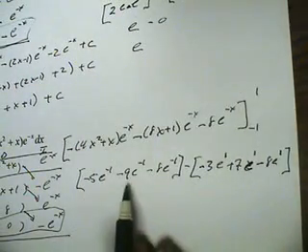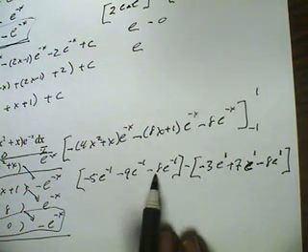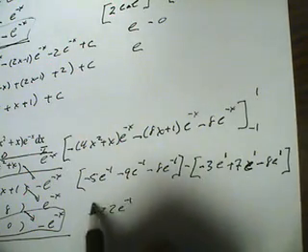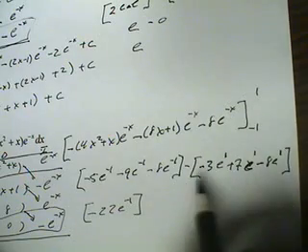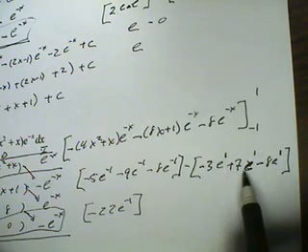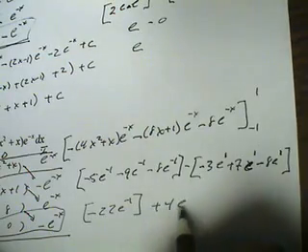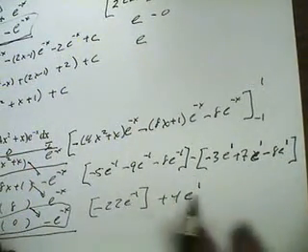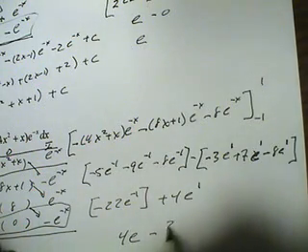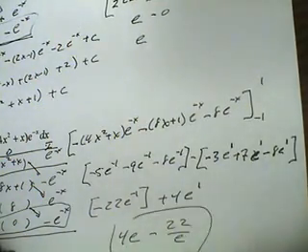Alright, let's combine these. I have a 5 and a 9, that gives me 14, plus a negative 8, negative 22, e to the negative 1 power. I have a negative 8 and a 7 here, which gives me negative 1. A negative 1 and a 3 gives me negative 4. This changes to a positive 4, e to the first power. Alright, so I'm going to simplify this down to, let's say, 4e minus 22 over e. Okay, and this was my final answer.